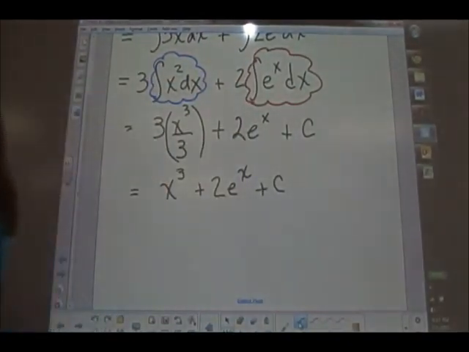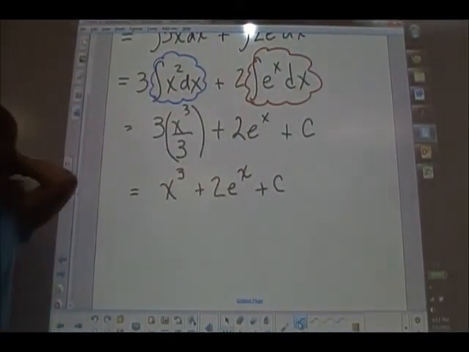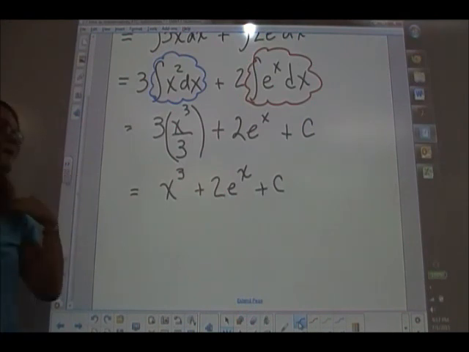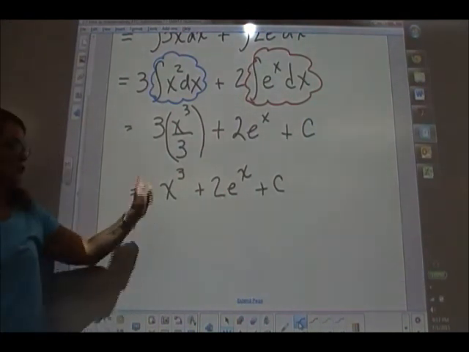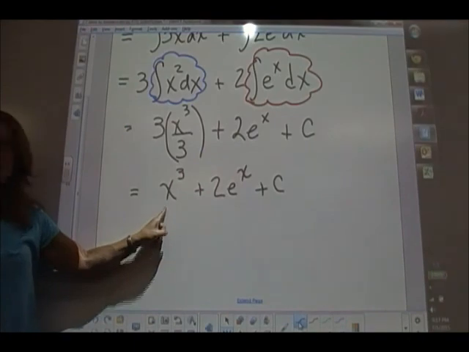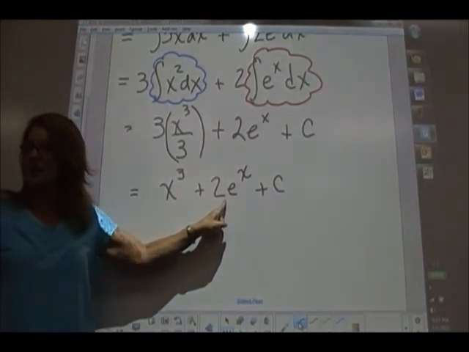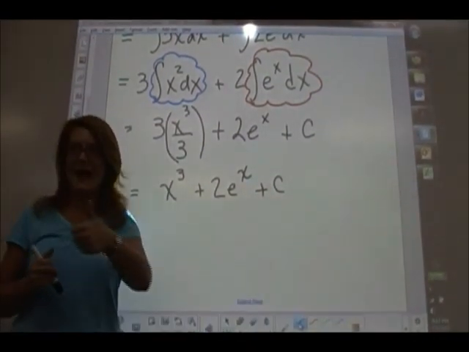So pretty much whenever we get our answer, all we have to do is look at it and make sure it looks just like the beginning when you find its derivative. Right. Derivative is 3x squared, check. Derivative is 2e to the x, check. Derivative is 0, absolutely.